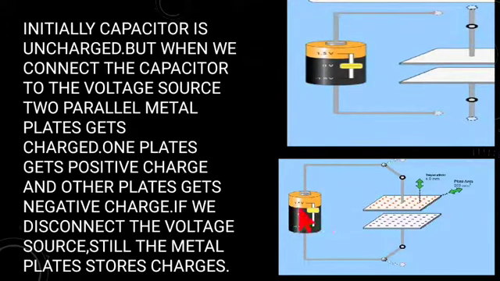from the top plate, the electrons or the negative charges are attracted towards the positive terminal of the battery. And through the negative terminal of the battery, the electrons are pushed towards the bottom plate of the capacitor.